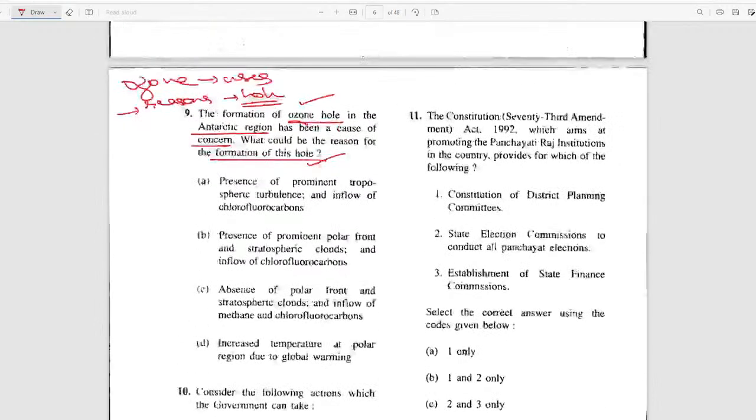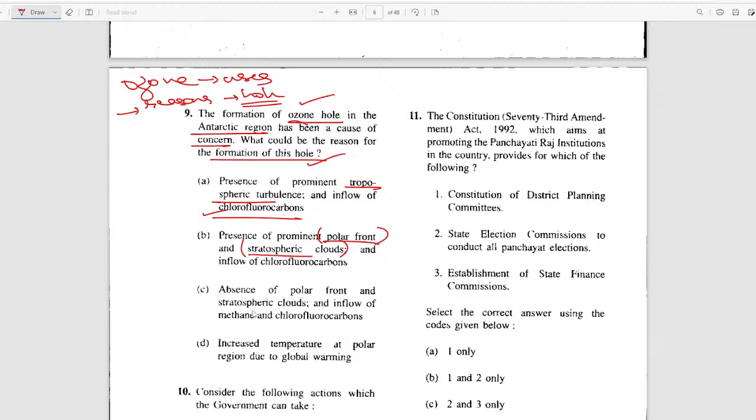And now, how to analyze the other parts? The presence of prominent tropospheric turbulence, chlorofluorocarbons. So you have to understand, you have to Google search about tropospheric turbulence. What is chlorofluorocarbons? And then in the second option, there is presence of prominent polar front and stratospheric clouds. So these are new topics that you have to read.